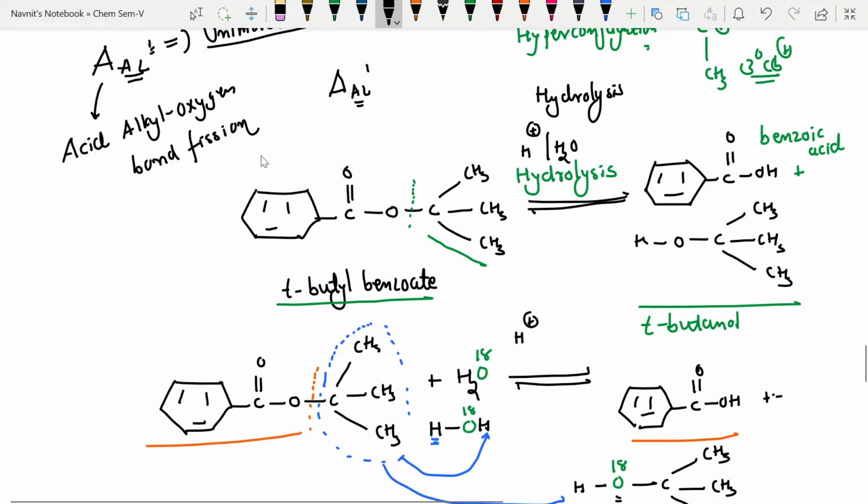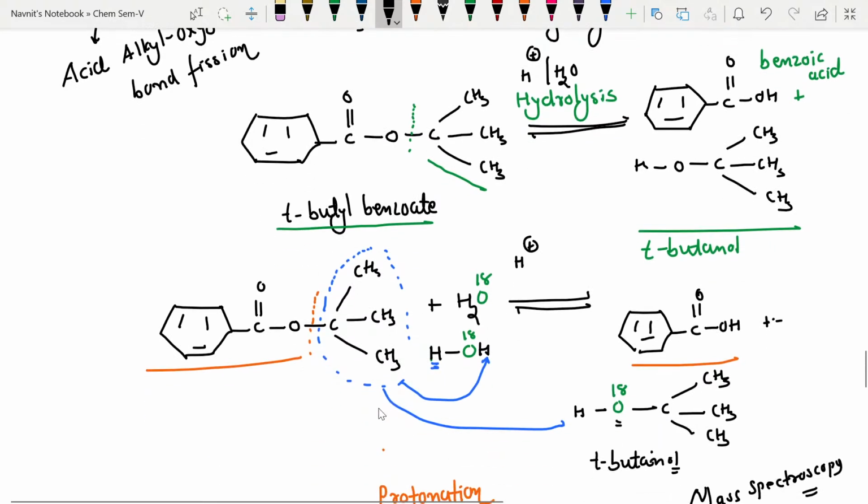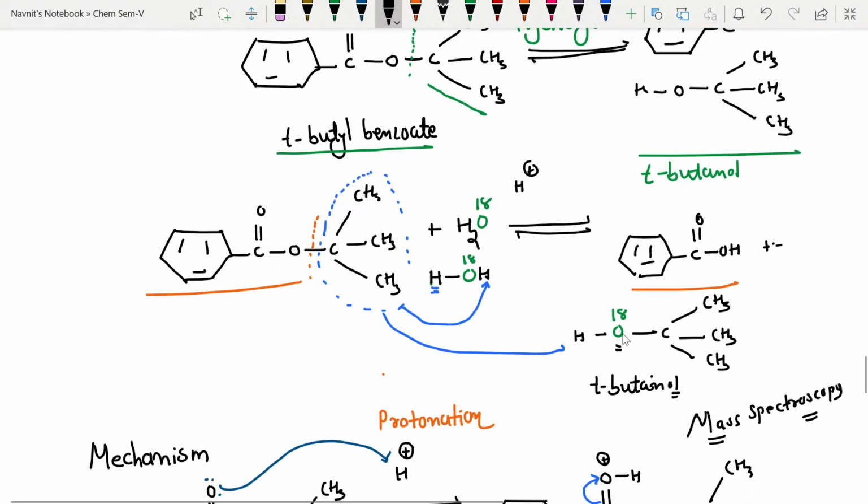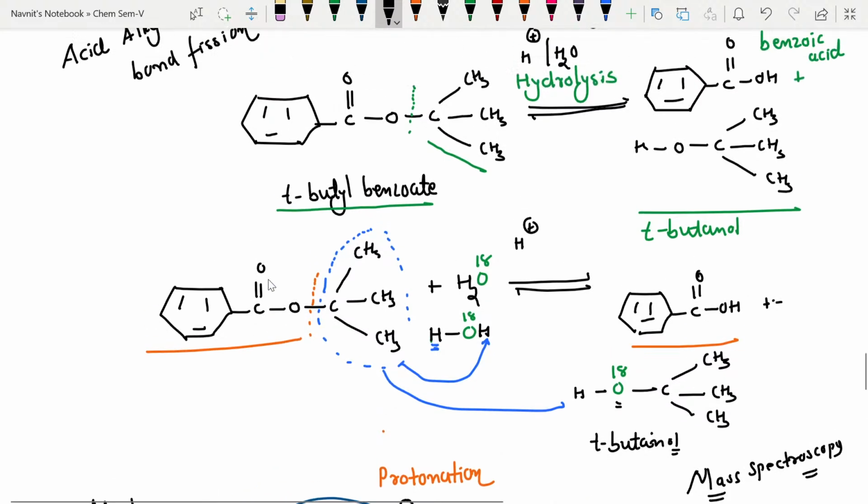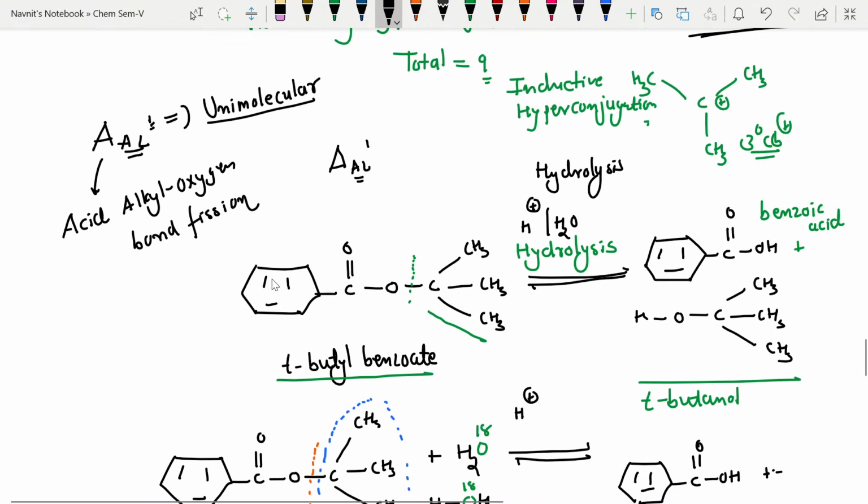And how have we proved that during the reaction the alkyl oxygen bond is broken? With the reaction with water with labeled oxygen, this labeled oxygen ends up with the alcohol, not with the acid. So this reaction proves that during the hydrolysis, the alkyl oxygen bond is broken, not the acyl oxygen. Okay. Is there any doubt in this mechanism, AAL1?